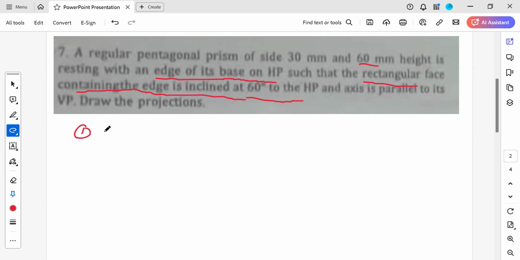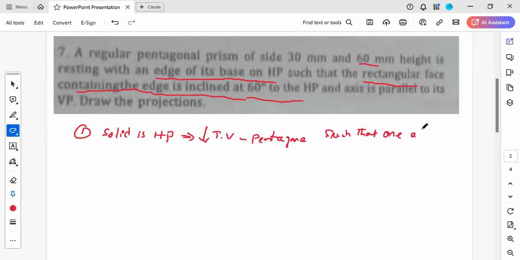In the first stage, the solid is in HP. So when the solid is in HP, the base is in HP. Since the base is in HP, first we need to draw the top view, that is a pentagon, such that one edge should be perpendicular to the xy line. Based on this condition, we need to draw the top view.